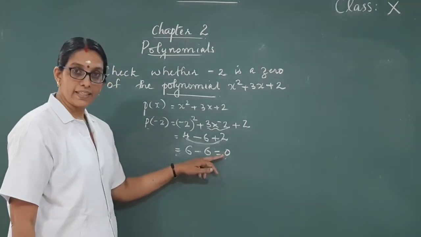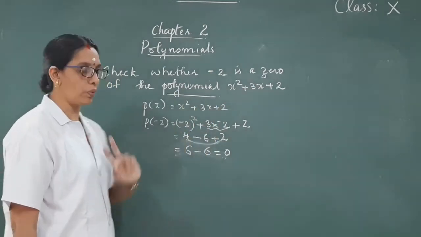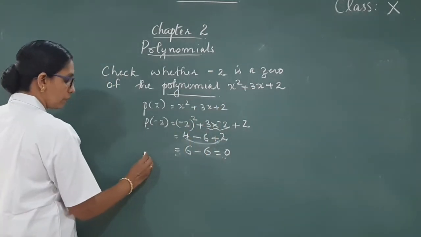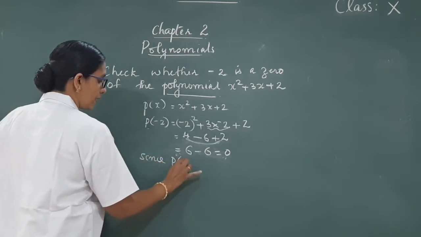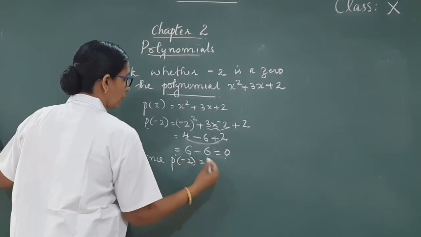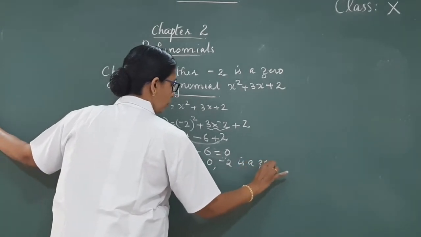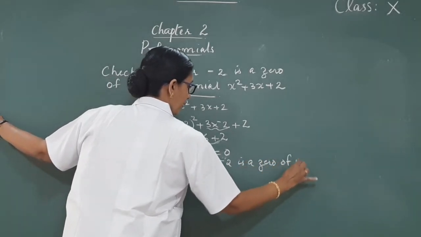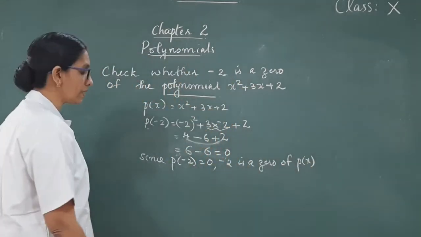So what can we conclude? Minus 2 is a 0 of the polynomial. So we have to write the concluding sentence. Since P of minus 2 equals 0, minus 2 is a 0 of P(x), that is, the given polynomial. Okay children?